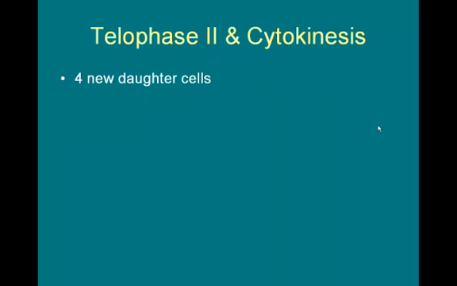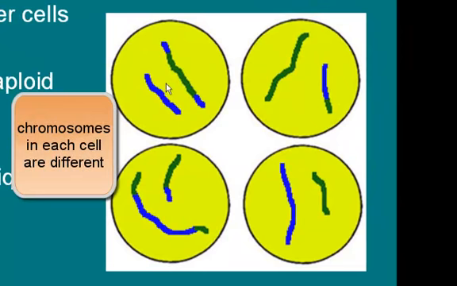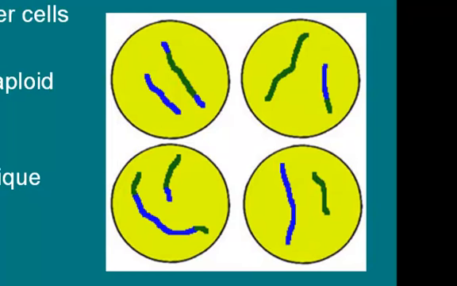Telophase 2 and cytokinesis, you now have 4 new daughter cells, and each of these cells is haploid. Remember, the cell started out diploid with 2 sets of chromosomes. Now it's ending up haploid with 1 set of chromosomes, and each cell is genetically unique. So when you look at these chromosomes, no 2 nuclei have exactly the same genetic makeup. They're all a little bit different.